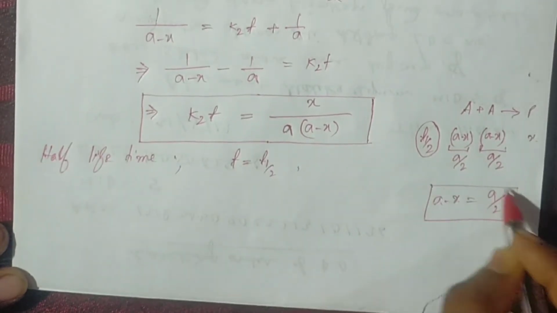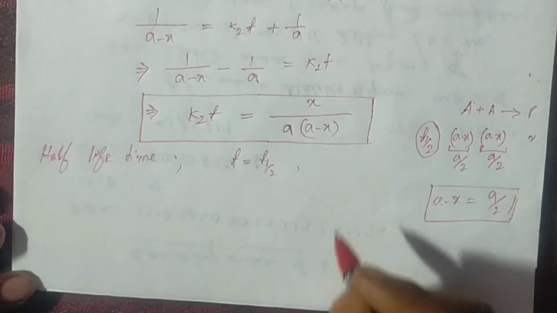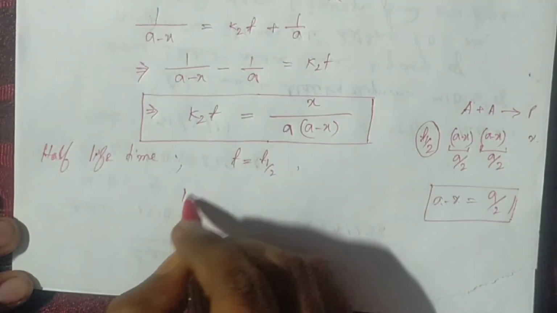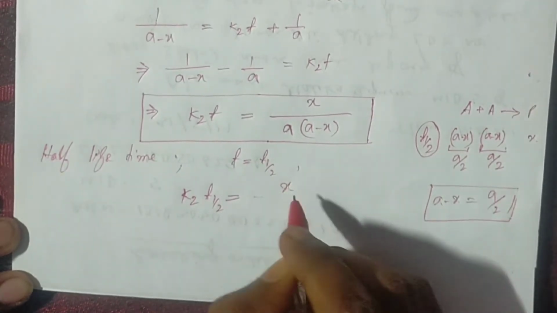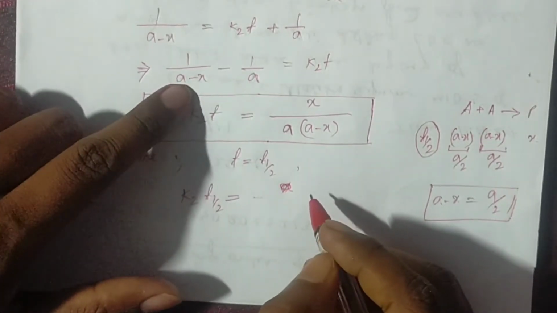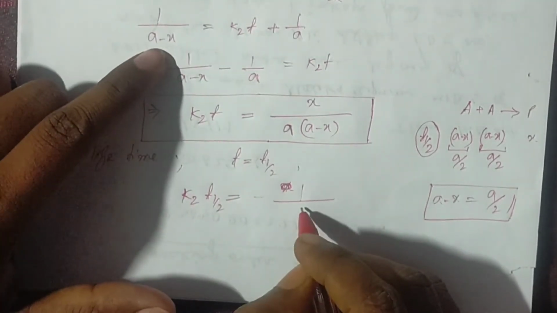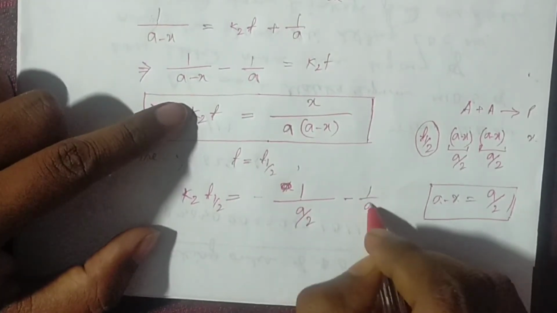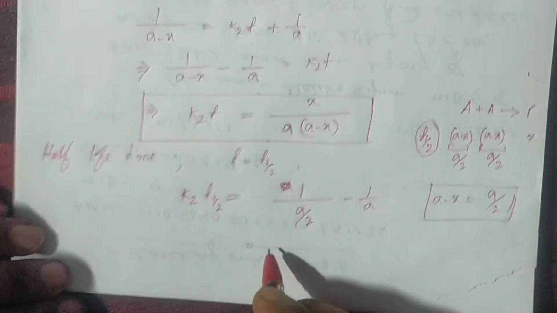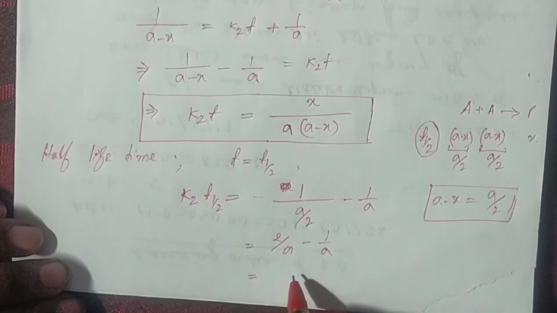So we will put this a minus x value in this equation, the one with 1 by (a minus x). We get k2 t half is equal to 1 by (a minus x) minus 1 by a. Instead of a minus x we write a by 2, so 2 by a minus 1 by a, which is equal to 1 by a.